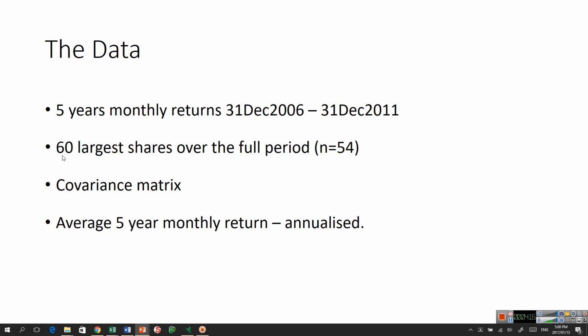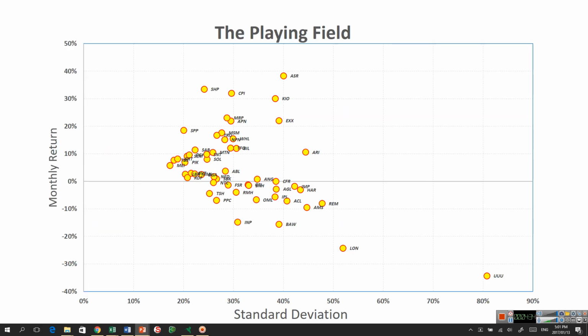We've taken just the 60 largest shares over the full period, and we lose 6, and to get a proper covariance matrix, we can only use 54. So we're just going to work with 54, and we've got 5 years of monthly returns, which we annualize. If I were to plot that data out, you'd see here is the monthly return, and this is the standard deviation of those 54 shares over that time period.